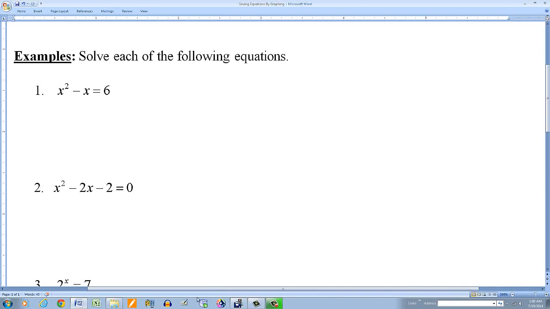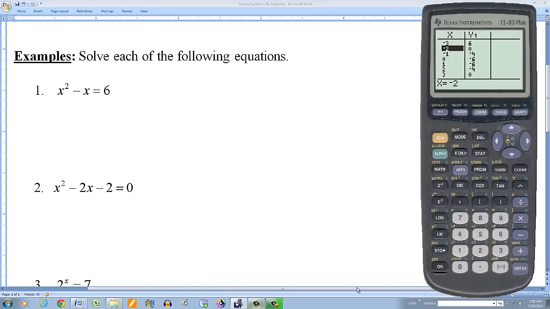So for this particular one, I want to graph it. This one already has the right side 0. So my f of x is x squared minus 2x minus 2. I have it right here. So let me highlight that particular one. So take this one out.